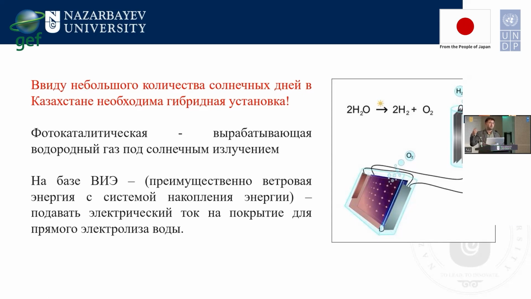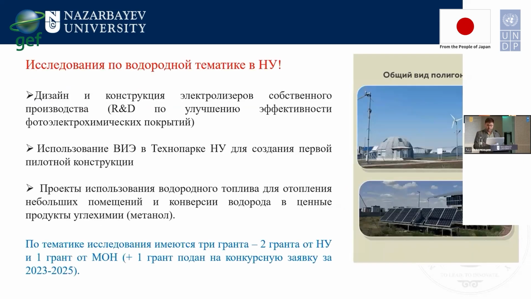You can use, for example, wind-based electricity. If there is no sun, okay, you can use renewable energy. Or if there is no renewable, you can use batteries. Batteries will accumulate the energy, and you will have a stable source for producing green hydrogen.